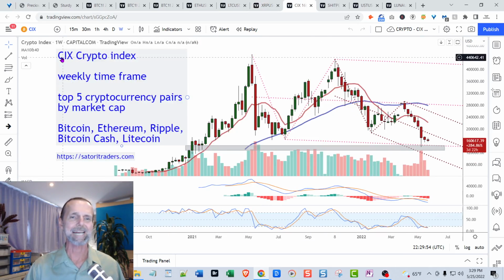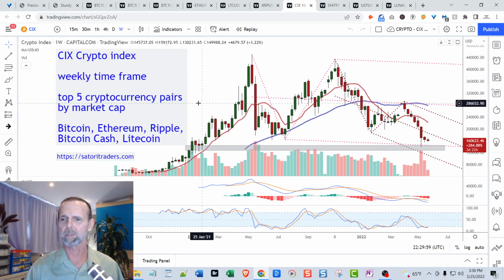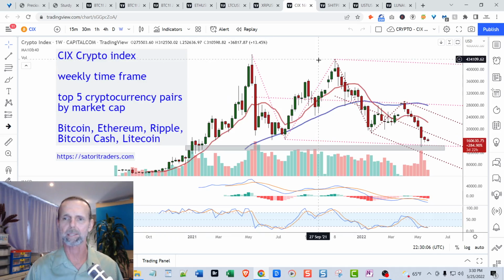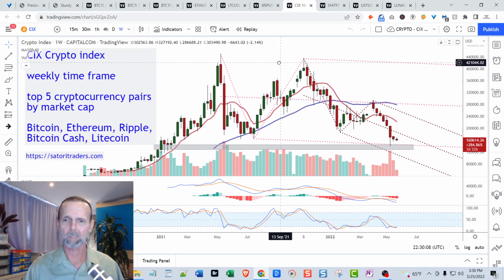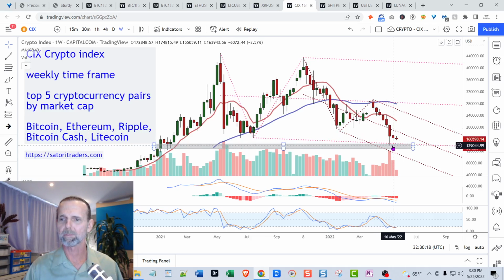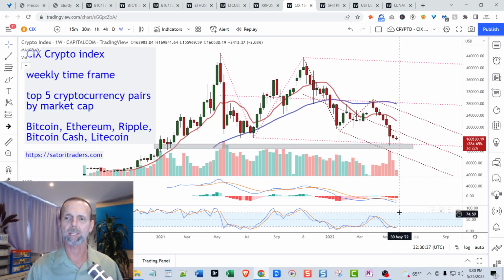This is the CIX index. It has the top 5 cryptocurrency pairs. There they are: Bitcoin, Ethereum, Ripple, Bitcoin Cash, and Litecoin. Like I said, all of these things look pretty much the same. We've got a shift pitchfork. Price came down, briefly found support at the median line, plunged through, found support lower, got a little bit of a bounce off support, and now we've got sideways action. MACD in bear mode, energy is low.